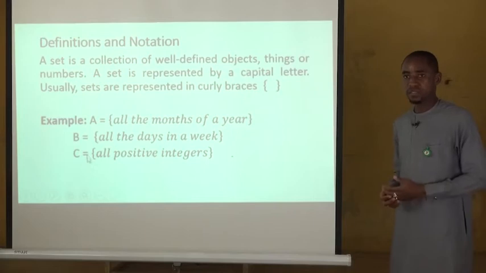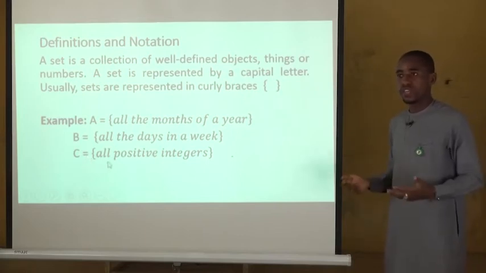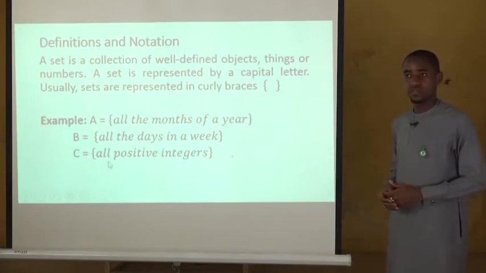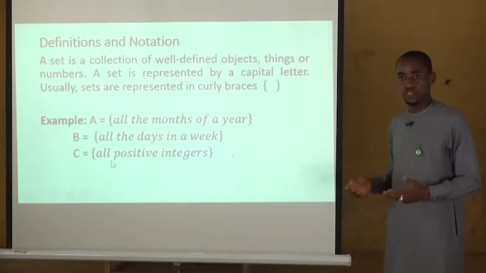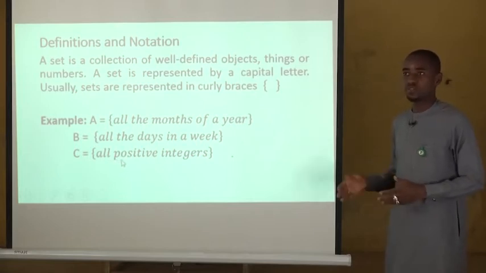C is a set of all positive integers. All positive integers: 1, 2, 3, 4, 5, 6, and so on. And this set moves to infinity.